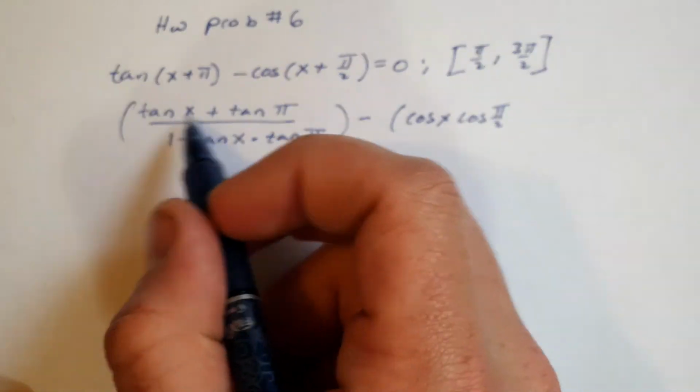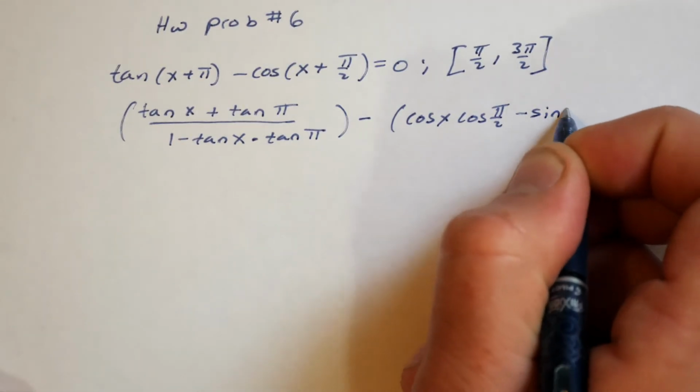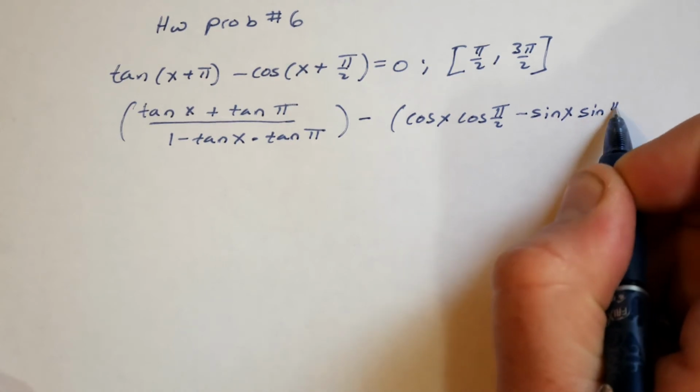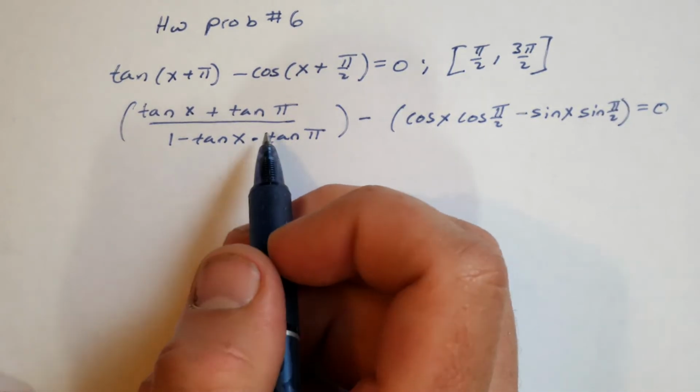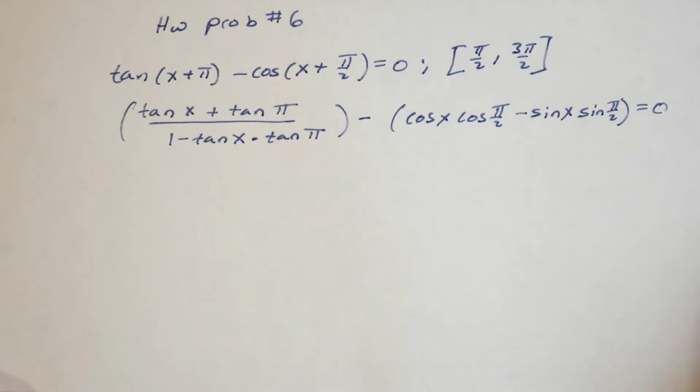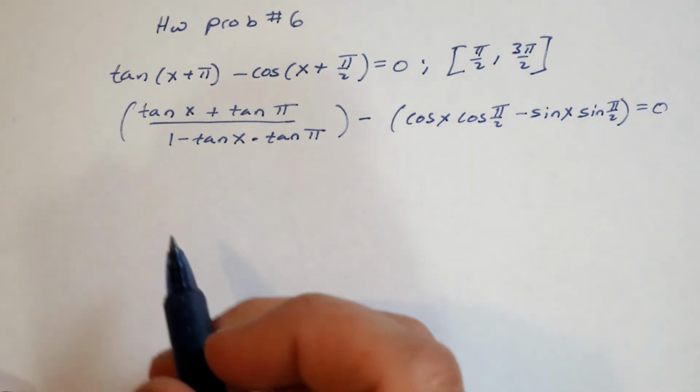And that's good because we know how to evaluate these things, right? It's already breaking it down for us. And then we're going to get sine of x and sine of pi over 2. Now, all of this equals 0, and let's just input. What's the tangent of pi? You should know what that is. All right, sine over cosine of pi. Sine of pi is 0, cosine is negative 1. So let's just evaluate all this stuff.